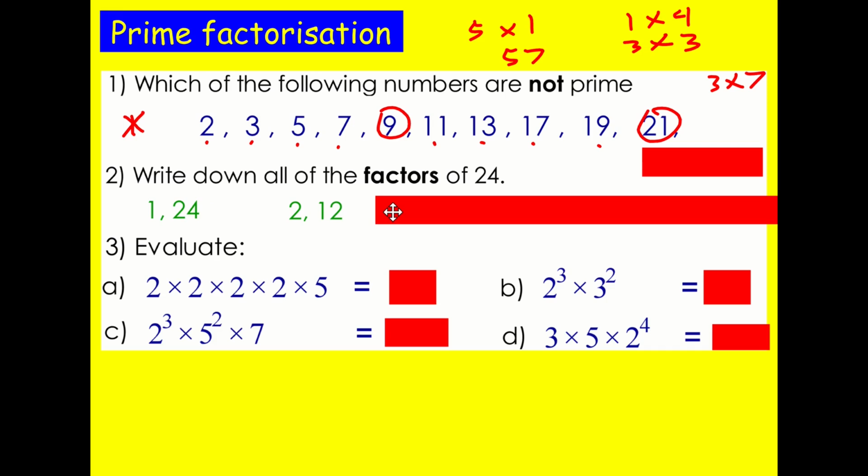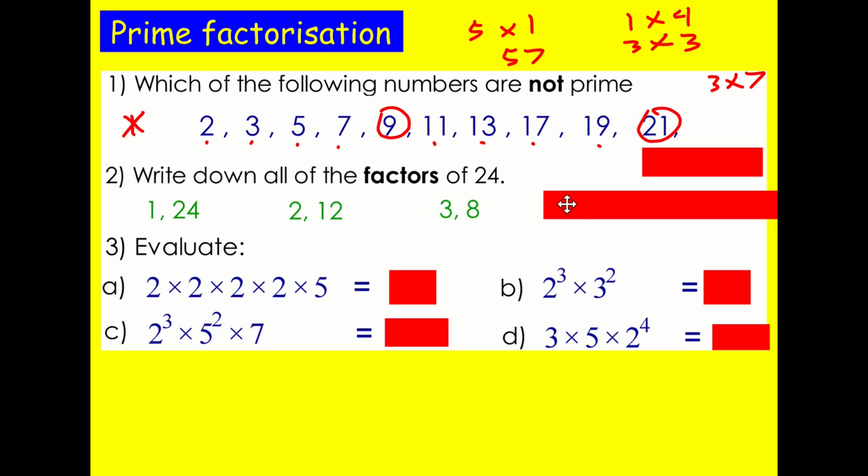And then 3, does that work? Yes, it does. 3 and 8. 4, does that work? 4 and 6. 5, no. 6, yeah, but we've already got that one. So we know at that point we've got them all. So that's quite a nice little strategy for small numbers to get all the factors.